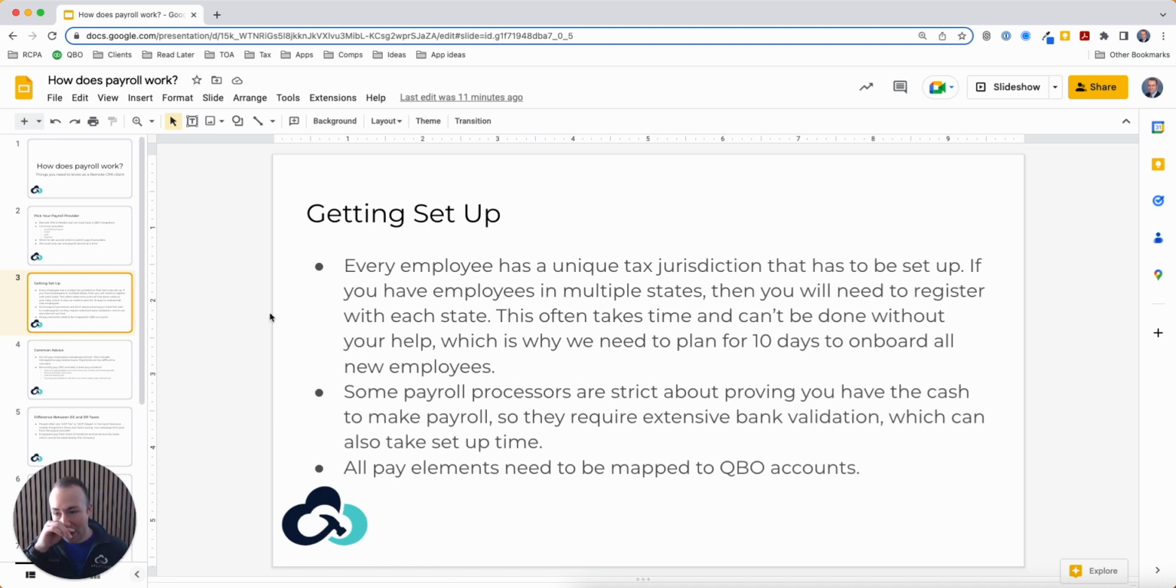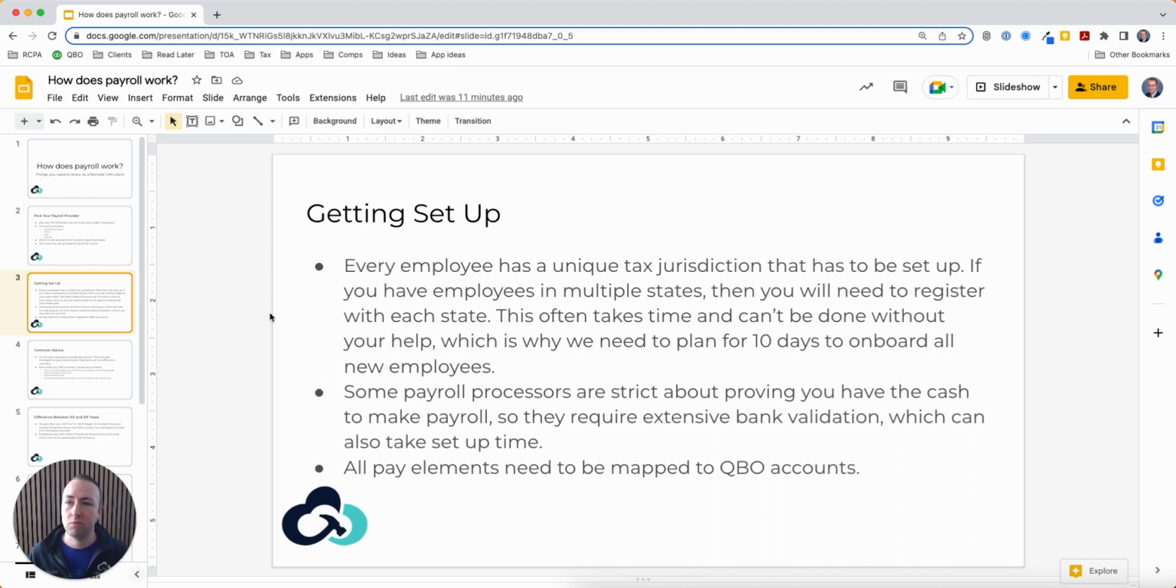So every employee has a unique tax jurisdiction that has to be set up in your payroll service. If you have employees in multiple states, then you'll need to register with each state. This often takes time and it has to be done by you. It can't be done by Remote CPA because you're the person in charge of your business. And so we always tell people to plan for 10 days to onboard all new employees.